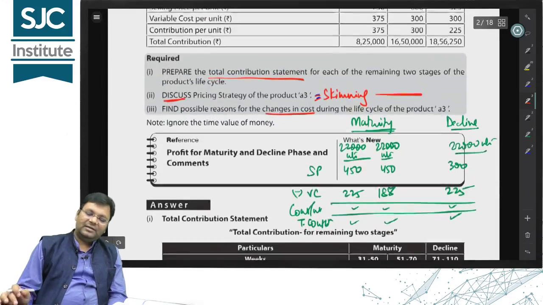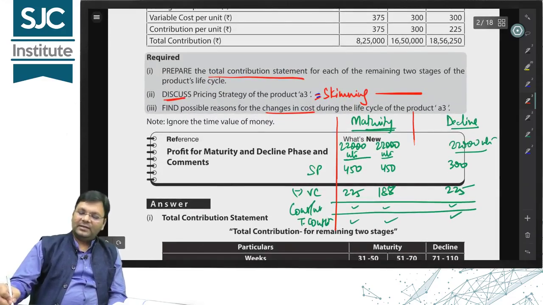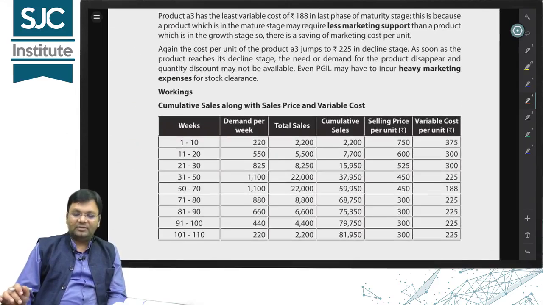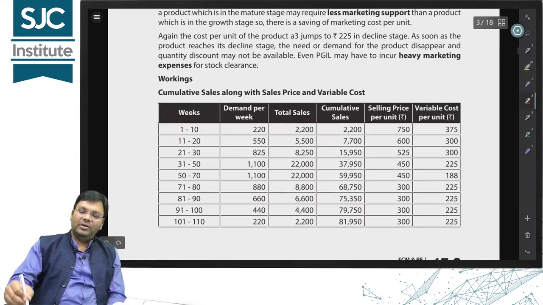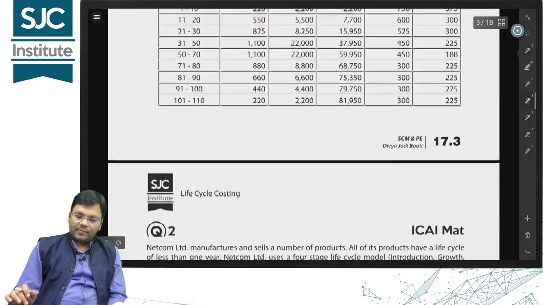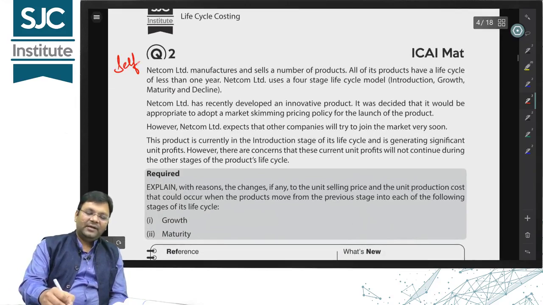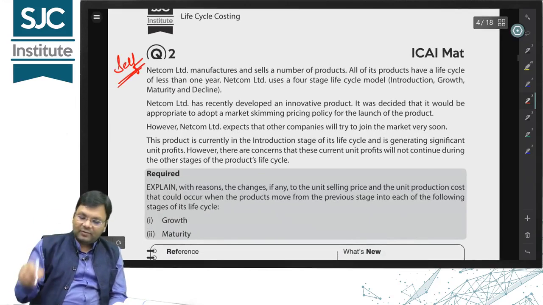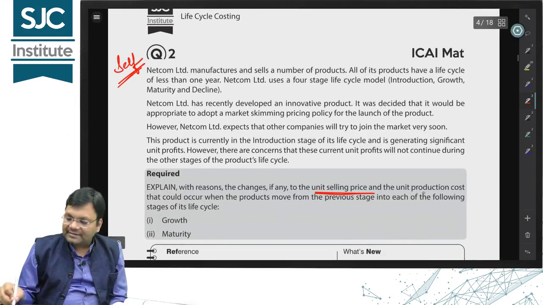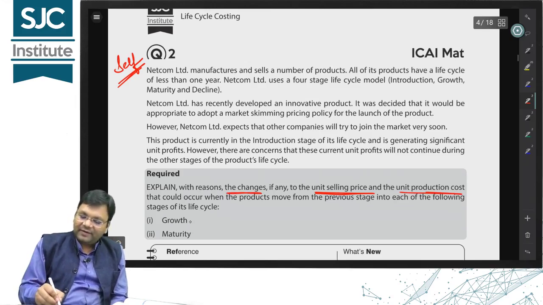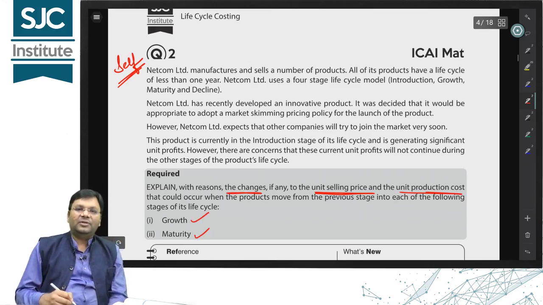The trick was from when to when maturity is there and from when to when decline is there. This was the trick. And also the trick was to read the question for cumulative sales, identifying price and cost at each stage. All right. Then question number 2, I'm leaving it for your self study. It is again the same question of why price and cost changes occur in different stages of growth and maturity.